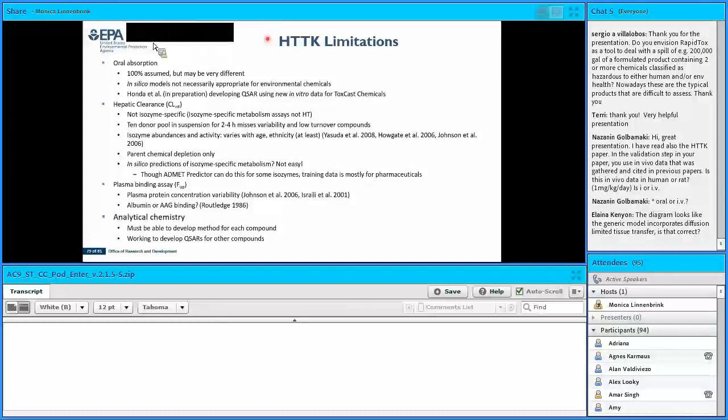And then analytical chemistry. If we're going to do HTTK, we have to develop a method. Typically, that's been LC or GC, and if we can't develop an LC or GC method for a compound, we can't give you HTTK numbers for it right now.